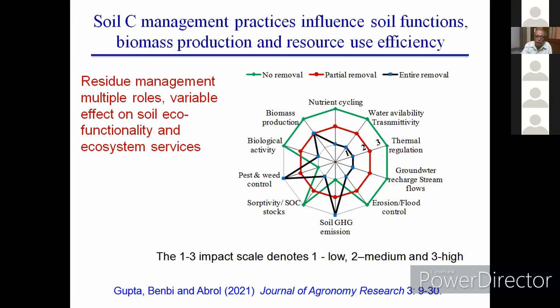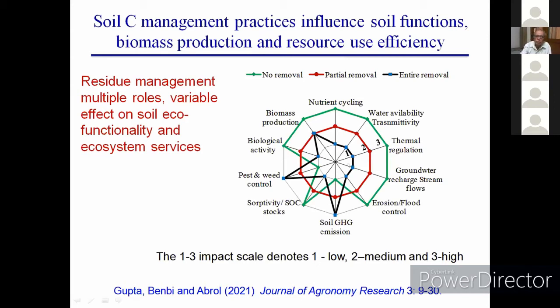Secondly, a part of it is removed for animal fodder or some alternative uses. And the third option is that you don't remove it at all. Now here, one is you don't remove, you put it back in the field. The other one is that partially you remove, partially you leave in the soil. And the third one, which is very, very dangerous, you remove all of it.